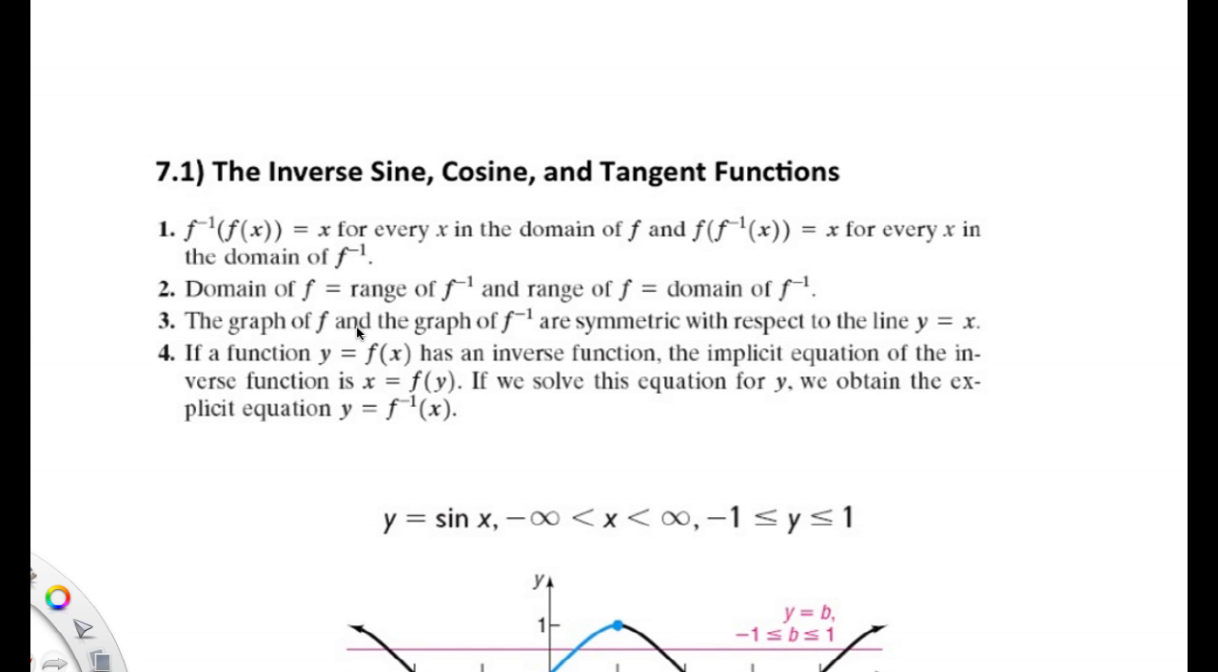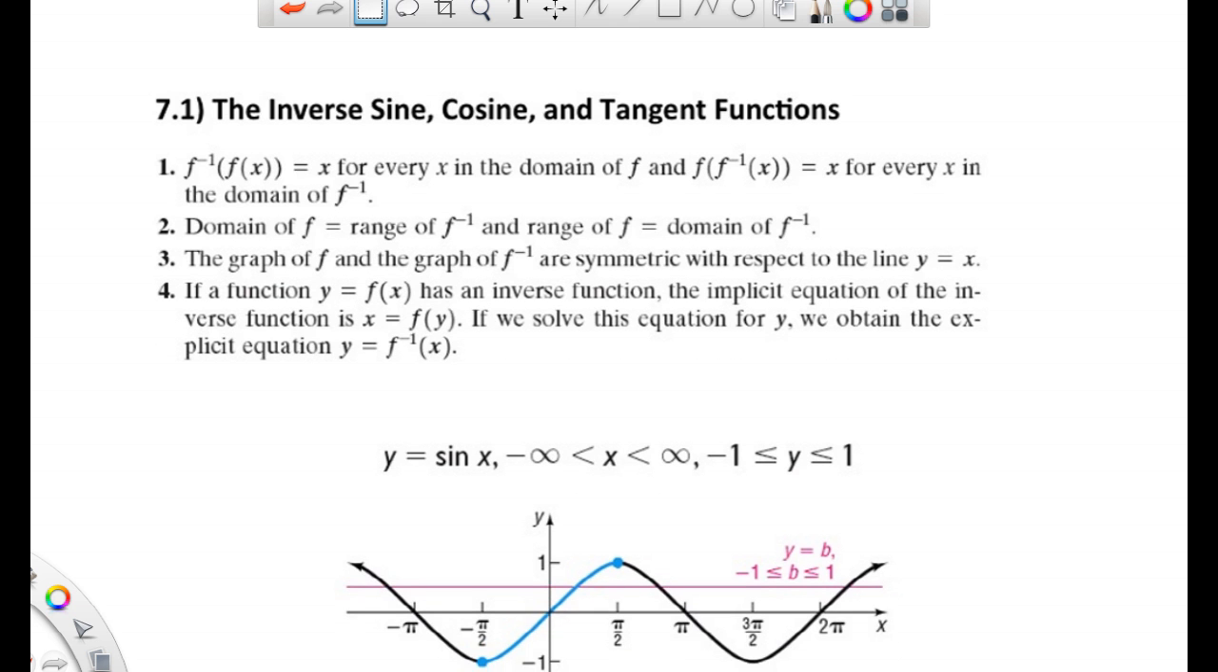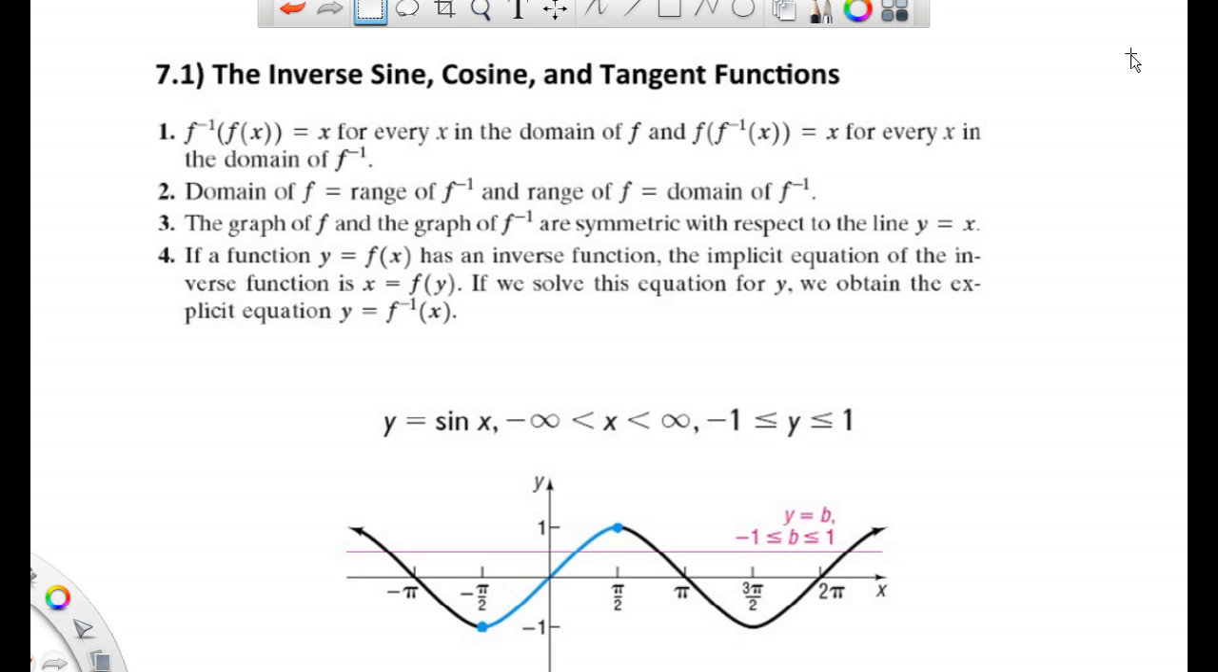7.1, the inverse sine, cosine, and tangent functions. So we spent a good deal of time on graphing sines, cosines, and tangents and working with them a little bit. So now let's look at what happens when we want to do something with the inverse of those. All these here are part of our inverse introduction, or inverse definitions or properties.